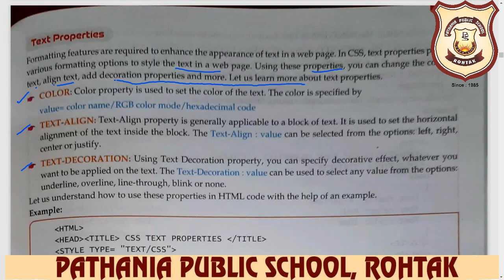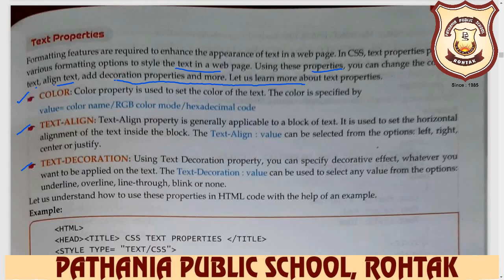And the color property values are always your color name, your red, green, blue color mode, or your hexadecimal code. You write down, for example, hash and 000000. This means your black color is there. So you write down any color code, color name, or RGB color mode.